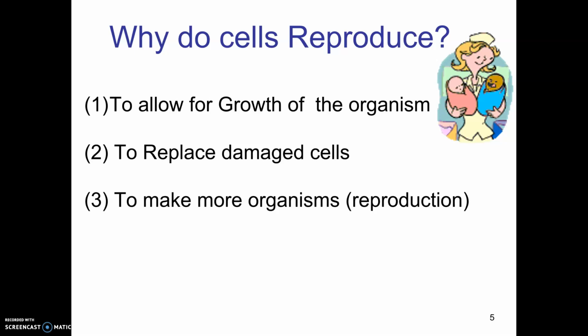Skin cells, for example, only live about 35 days. They work their way to the surface and then they sort of float off and become dust. And we have to replace those cells. And number three, to make more organisms. I mean, simply to reproduce and pass on our genes.